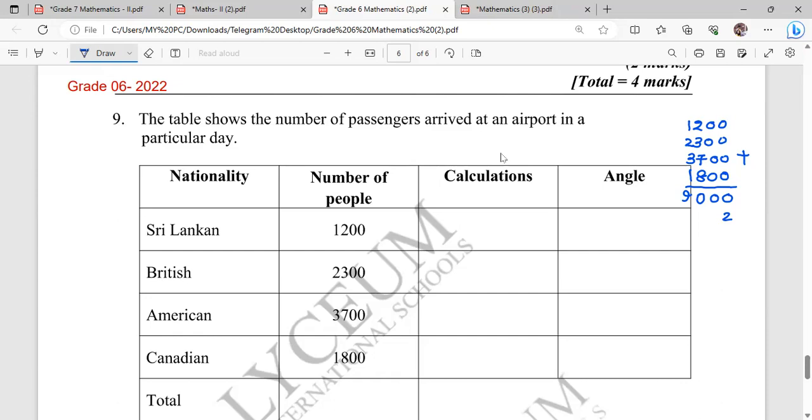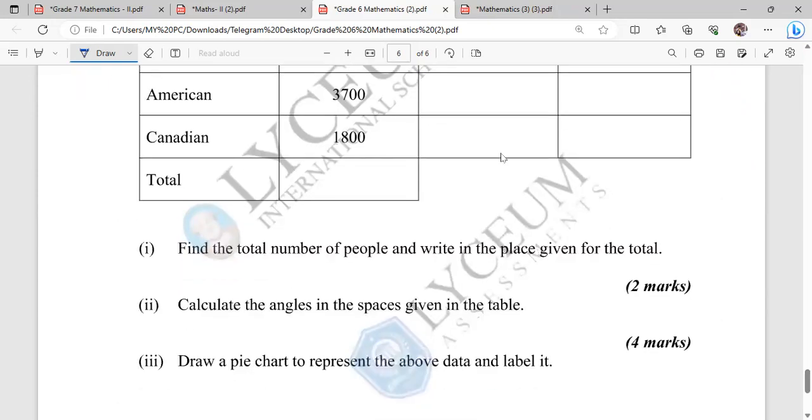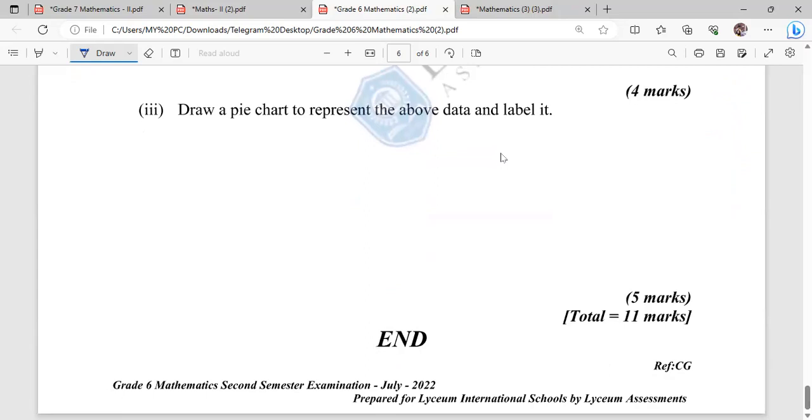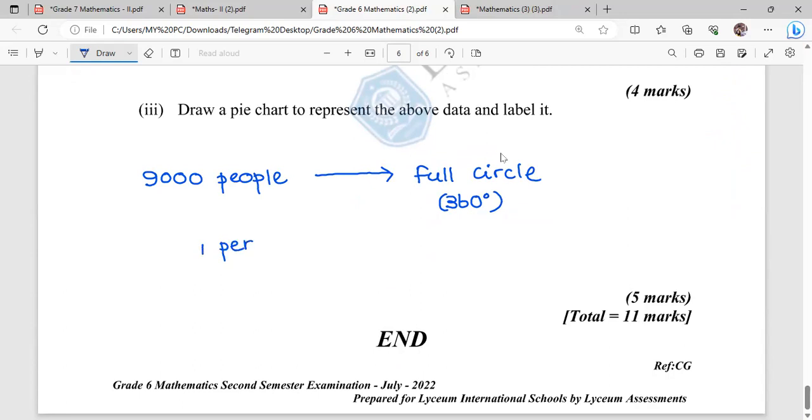Now children, we'll do the calculation to denote the 9,000 people, right? So to denote the 9,000 people, I'm going to use the full circle. Always you want to do this calculation, right? I'm going to use the full circle because that's the total number of people here. So the full circle, it is 360 degrees. So if I want to show one person, how I'm going to show that, what you want to do, 360, you divide by 9,000.